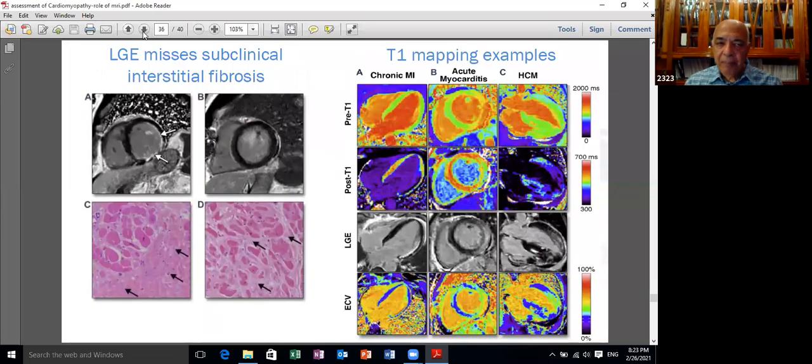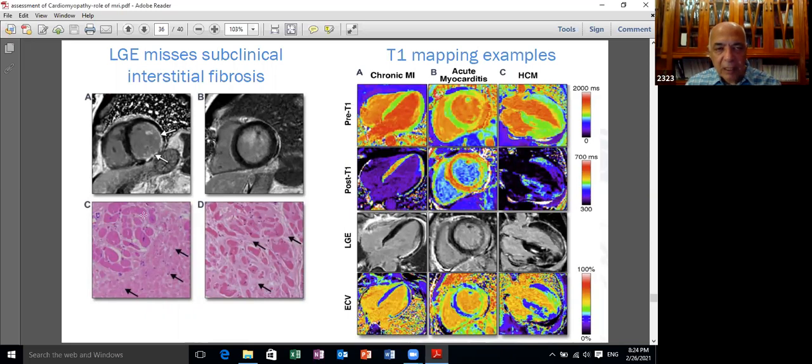Now, what about mapping? Because delayed enhancement cannot detect all kinds of fibrosis. What are the kinds of fibrosis? We have two types of fibrosis. We have scar, which is localized fibrosis that occurs, for example, after myocardial infarction. It occurs again after patchy myocarditis. If you look at it with hematoxylin and eosin, you will find the scar indicated by the arrows here. And this is the living myocardium.